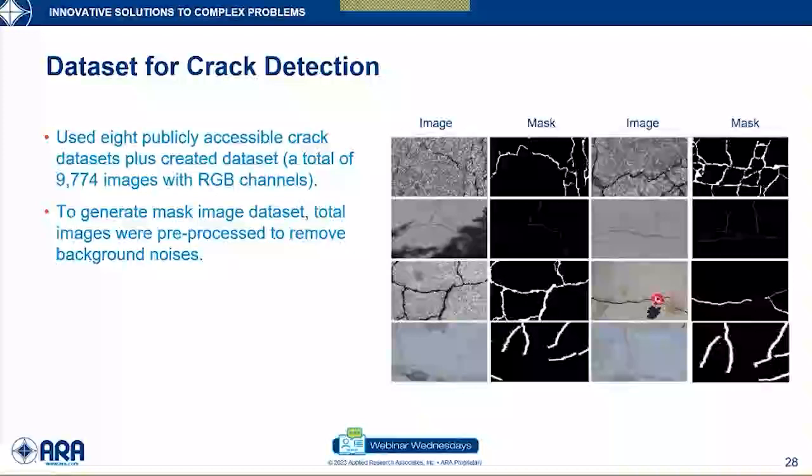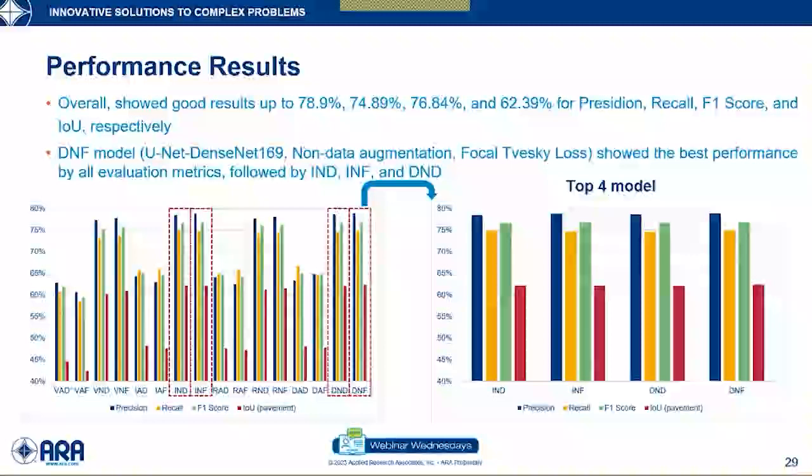And here are the performance results of the crack detection models. Overall they showed good results, up to 79, 75, 76 and 62% for precision, recall, F1 score and IOU respectively. But the DNF model, the DenseNet with non-augmentation and Focal Tversky loss function, shows the best performance in all evaluation metrics, followed by the IND, INF and DND models. However, the top 4 models show very similar performance, indicating that the inception model and the dense block, the DenseNet model, are more effective in recognizing features of the crack from the background.